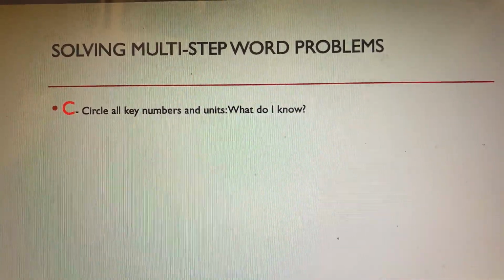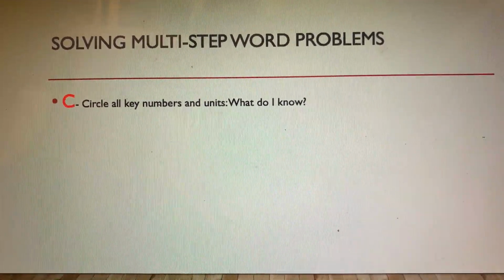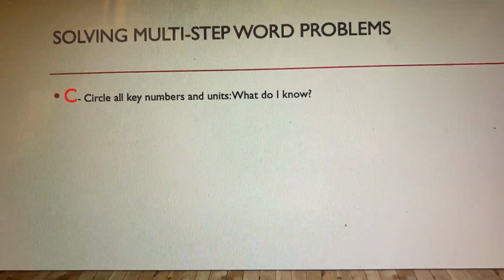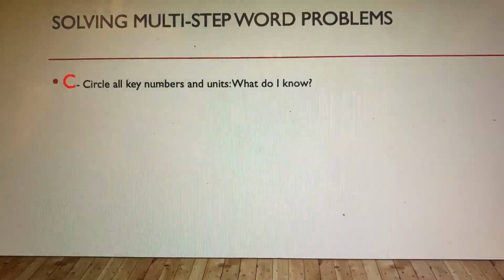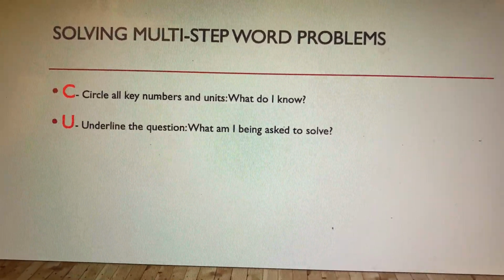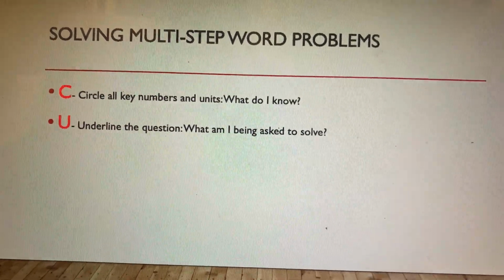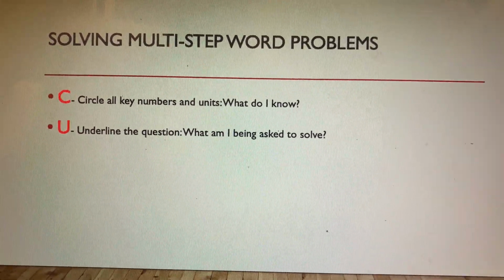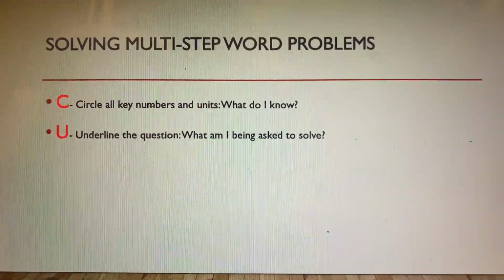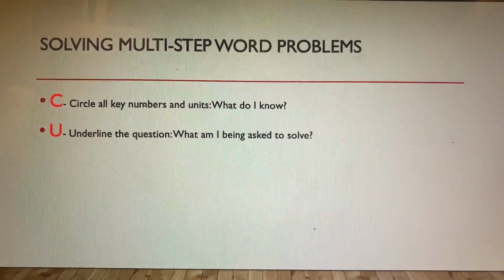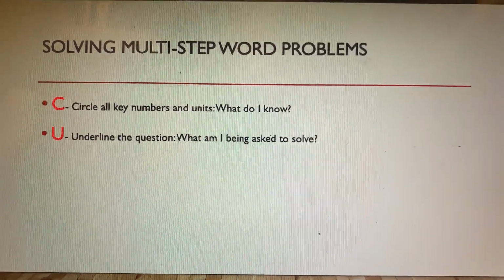In this instance, because I do not have the capability to circle as of yet, I will be making the numbers into a color red, much like the C you see on your left. Next, we're going to underline the question. What is it I'm being asked to solve? So when we go through the problem, the question, they may say this and this and this and this, but we want to know exactly what it is that we have to solve from the data that we've gathered.